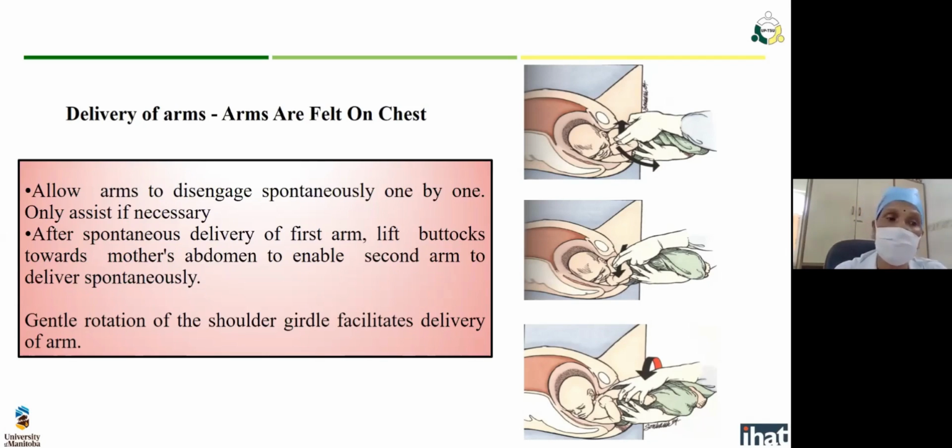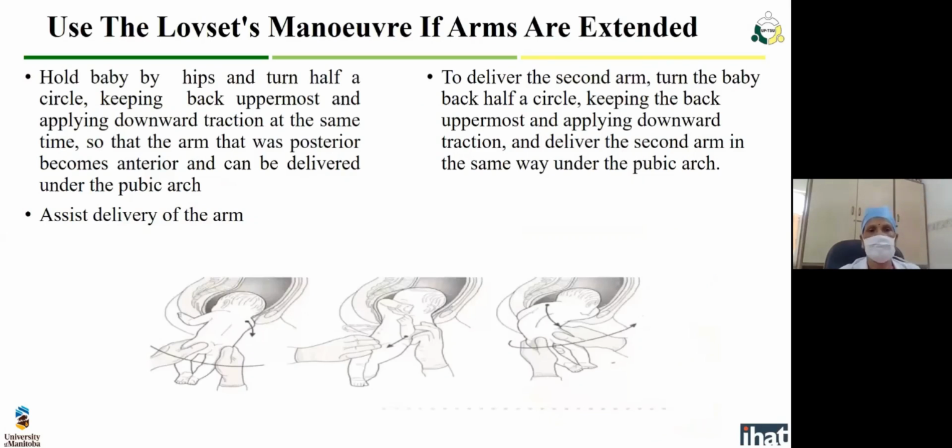But when the arms are extended, by the simple hooking method it will not come. In that case, you will deliver the arms either by the Løvset maneuver or by the classical method. So how will you deliver the extended arm? For the extended arm, I will demonstrate after this lecture. For the extended arms, I told you how to diagnose: by seeing the medial border of the scapula.